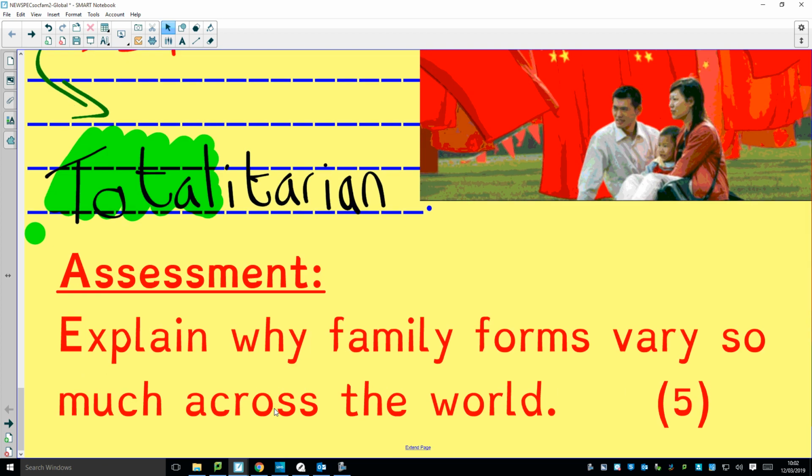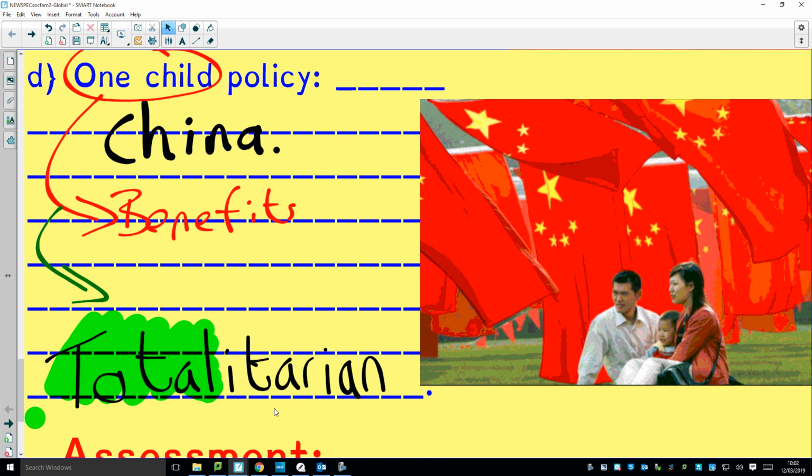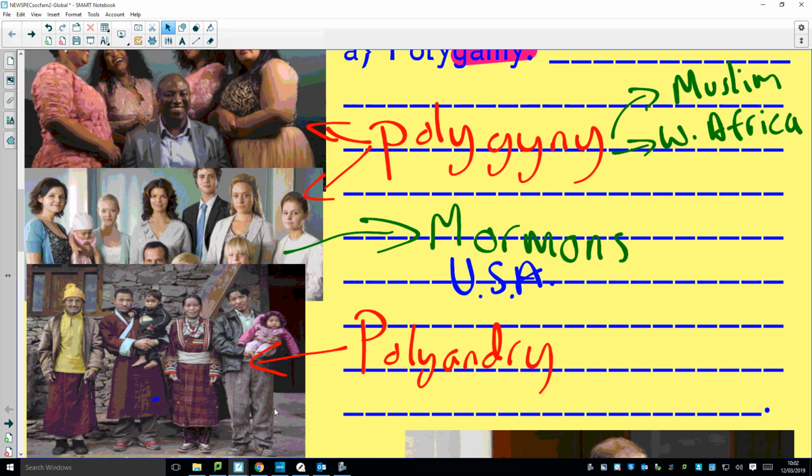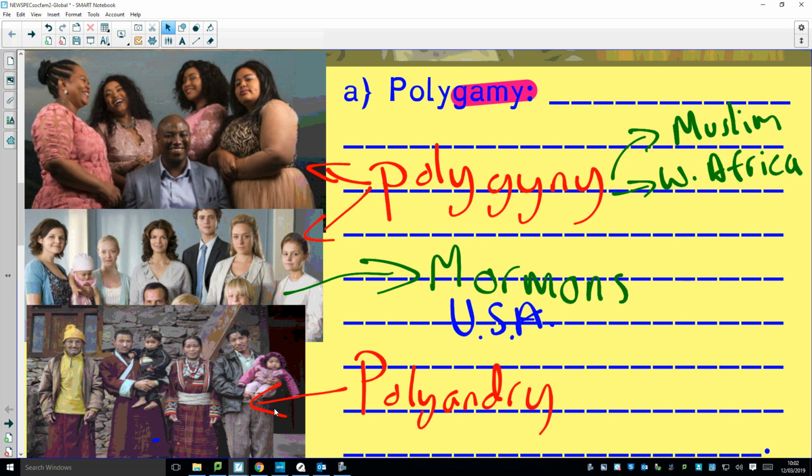So, look at the assessment. Explain why family forms vary so much across the world. The answer, of course, is culture. The type of family that you think is normal depends on your culture, your learned and shared way of life that you've been socialized into accepting.